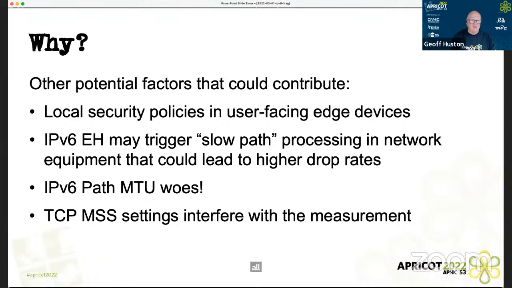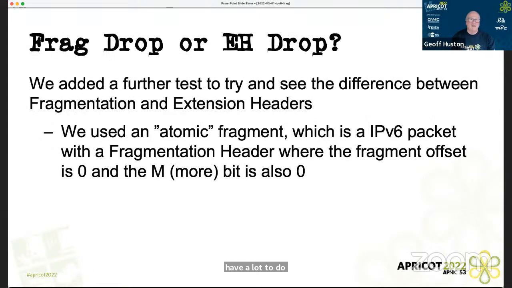Interesting. Extension headers, we're just not sure, but maybe that's a problem. Path MTUs. And there's a more complicated area that I haven't got time to go into here, but I think there's some interaction with the TCP MSS settings that bias things for bigger packets. Is this fragments are bad, or is this extension headers are bad?